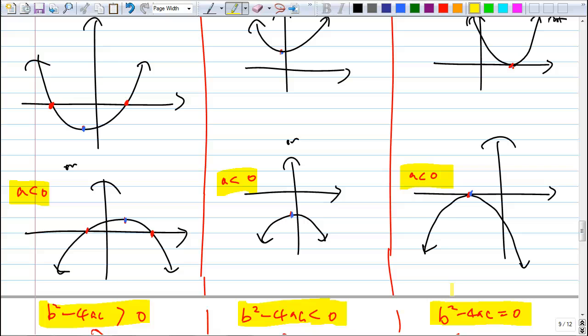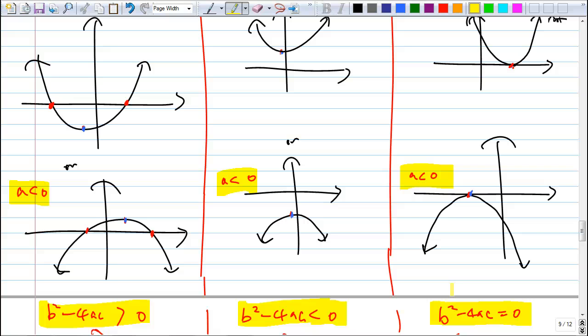They're going to give you a quadratic equation. They will say how many solutions, how many roots would it have? Which means how many x-intercepts does it have? Do you have to graph them? No, isn't this nice? Without graphing them, all you have to do is figure out what b squared minus 4ac is.